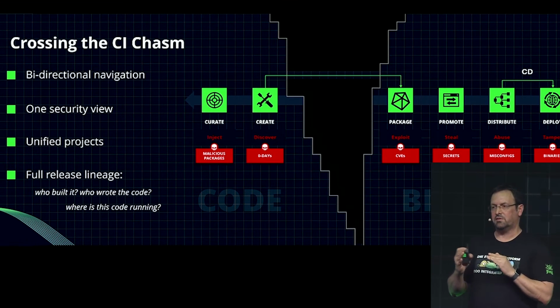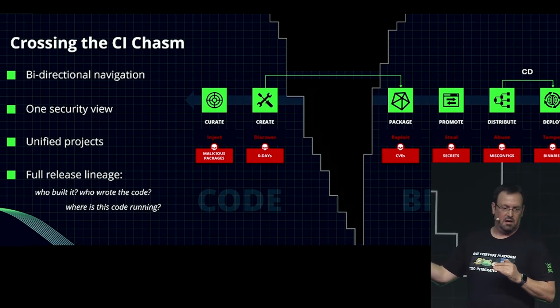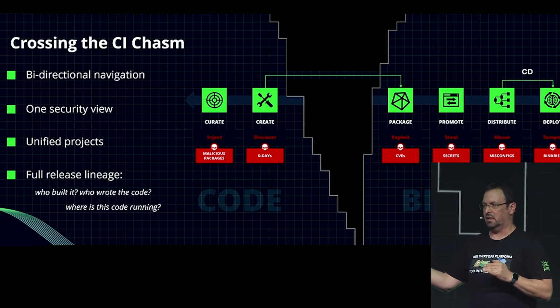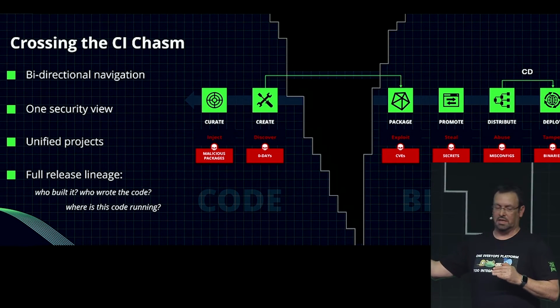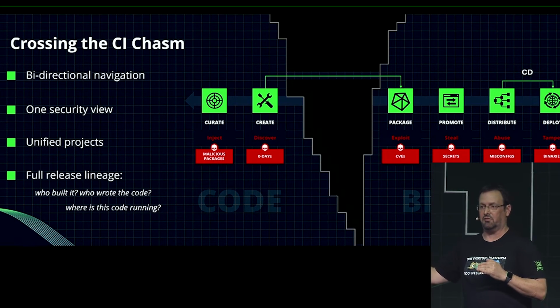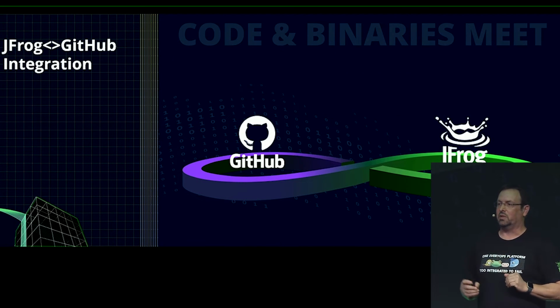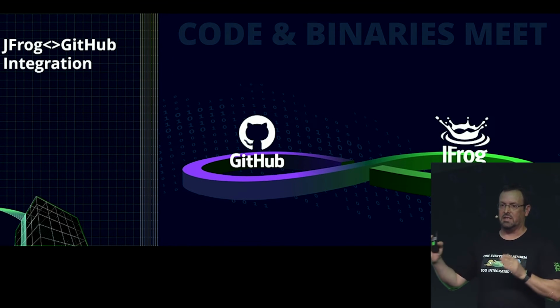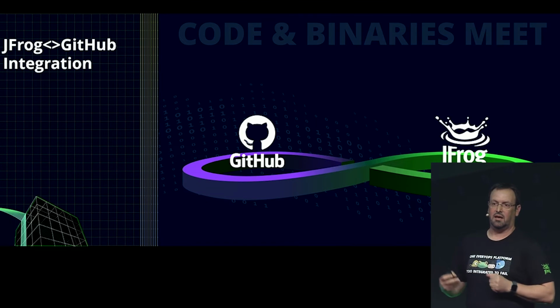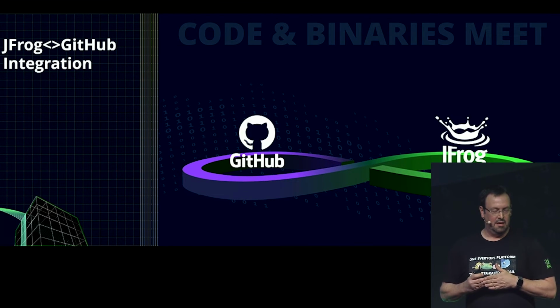And then what you can do is really magic. You can ask things like, who built the release? Who wrote the code that built the release? And now, in runtime, who wrote the code that is running in runtime? Do I know that this code is actually running in runtime? And this is exactly what we did with the GitHub integration. Bridging the CI chasm is exactly why we integrated.